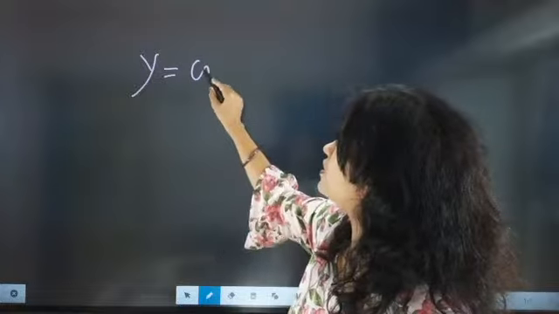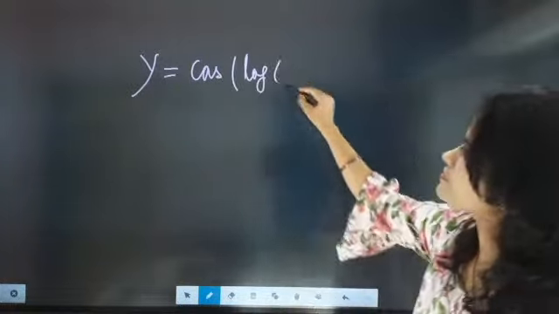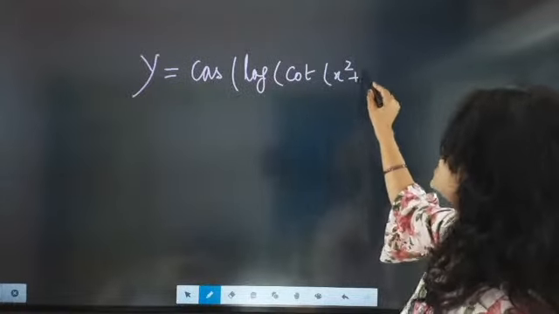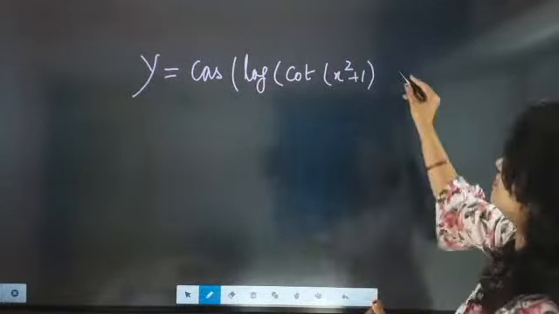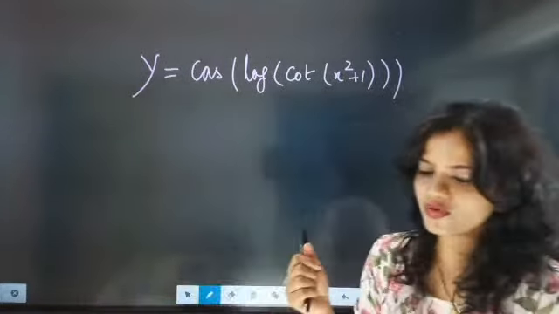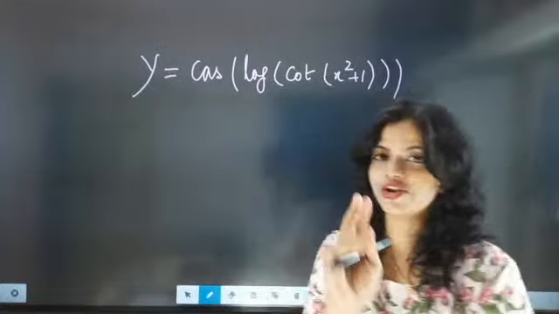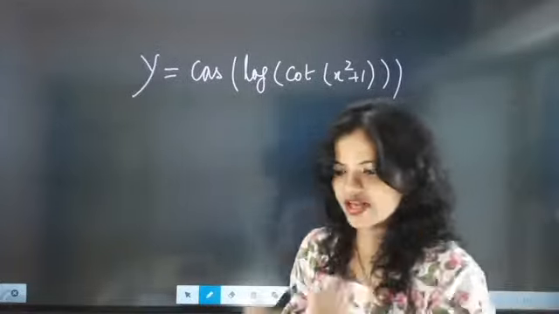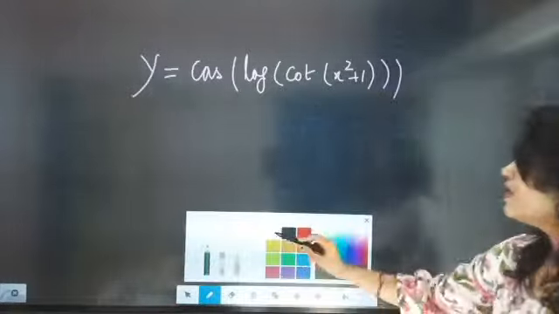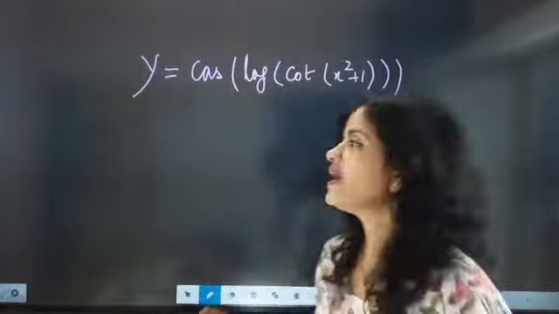y will be equal to cos of log of cot of x square plus 1. Only this differentiation. Okay, only this much differentiation is needed. Then shall we use chain rule? But this time you see me very nicely what I am doing. So exactly the same step I am going to use, but you know differentiation part. I will explain the differentiation part and then I will teach you.